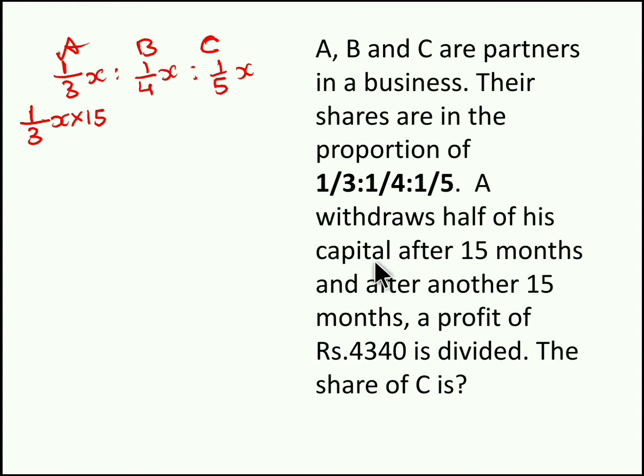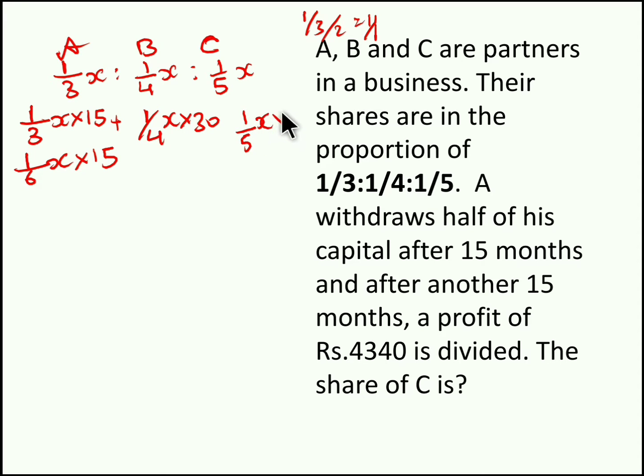A withdraws half of his capital after 15 months, right? Half of his capital after 15 months. So he is running with 1/3 of his capital for 15 months. After 15 months, he is withdrawing half of his capital. So half of 1 by 3 is nothing but 1 by 3 by 2, it's 1 by 2, 1 by 6, right? So half of 1 by 3 is 1 by 6. Now he is running with 1 by 6 of his capital for the remaining 15 months. But B invested 1 by 4 of his investment and he is running for complete 30 months. And C invested 1 by 5th and he is running for the complete 30 months.